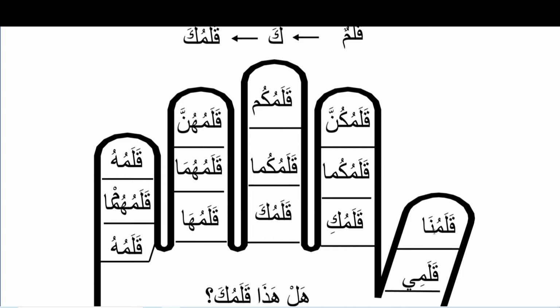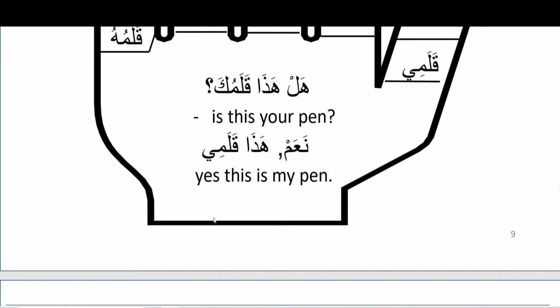And we have qalamuhu, his pen. Qalamuhu jamil, his pen is beautiful. Qalamuhu kabir, kabir means big, his pen is big or enormous. Qalamuhu saghir, his pen is small. So that is to refer to the pen. Then we have a sentence here: hal hadha qalamuka, is this your pen?